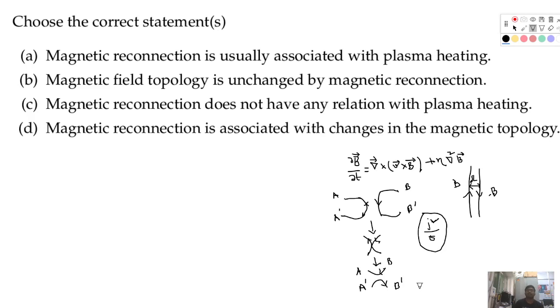So keeping all this discussion in mind, if we try to find out the correct answers, we'll find out that magnetic reconnection is usually associated with plasma heating due to ohmic dissipation, and ohmic dissipation becomes dominant due to the presence of high current density in that region. Also, magnetic reconnection is associated with changes in the magnetic topology. So these two are the correct answers for this particular question.